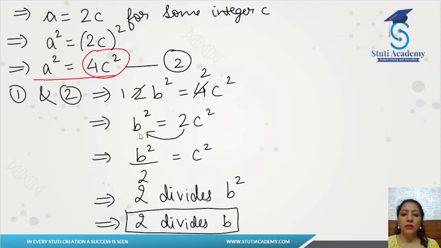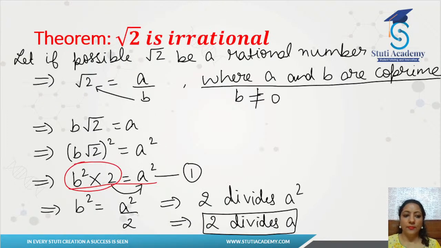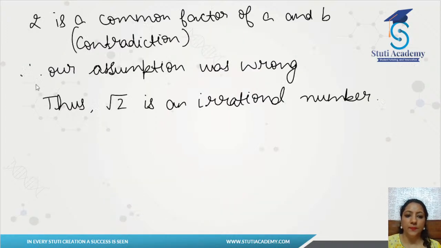2 we are going to take on the other side and it will get divided. Now we are getting b square upon 2 equal to c square. This means 2 divides b square, and 2 being a prime number, if it divides b square, it is going to divide b also. Now 2 divides b, 2 divides a. So we can say 2 is a common factor of both a and b.